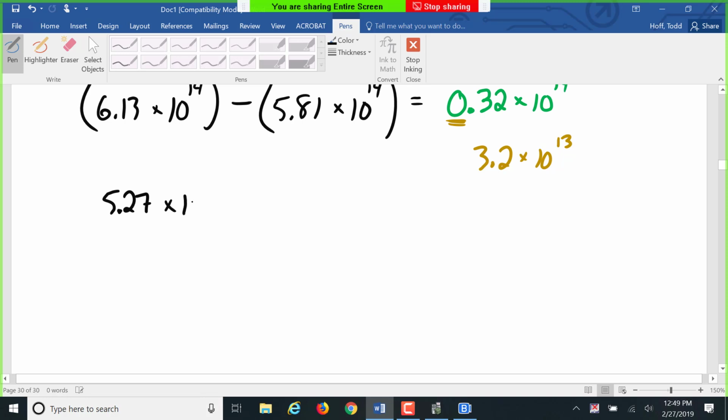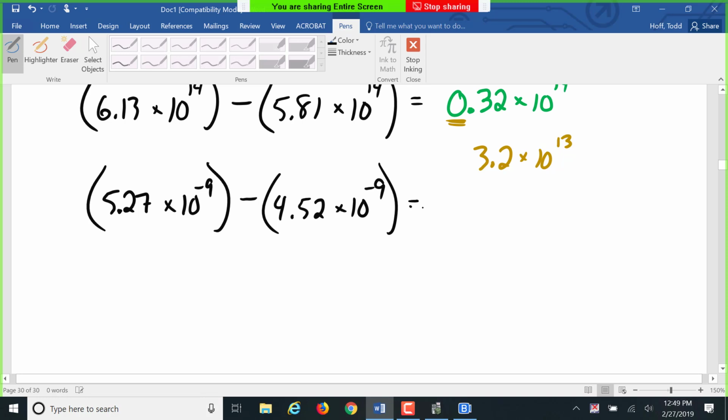So we have 5.27 times 10 to the negative 9th minus 4.52 times 10 to the negative 9th. In your notes, I'm going to give you about 20 seconds to work that one out.